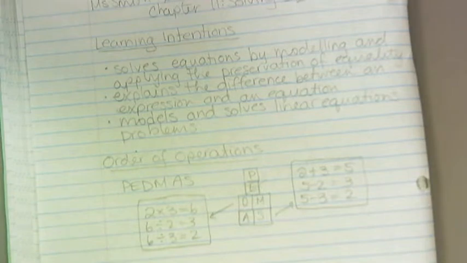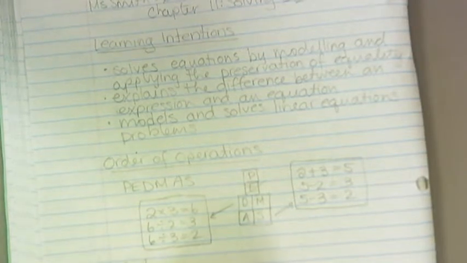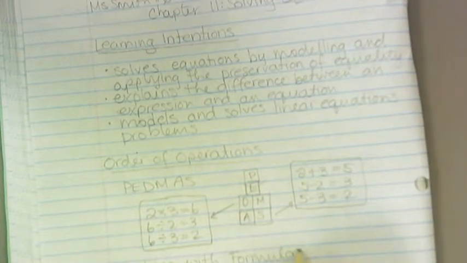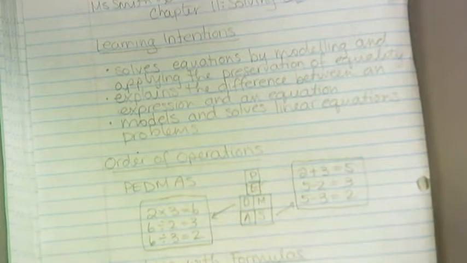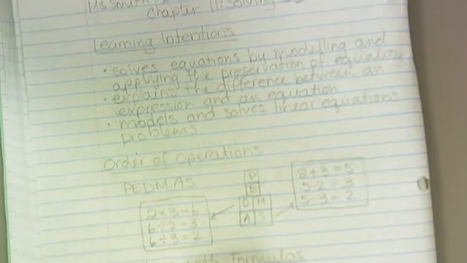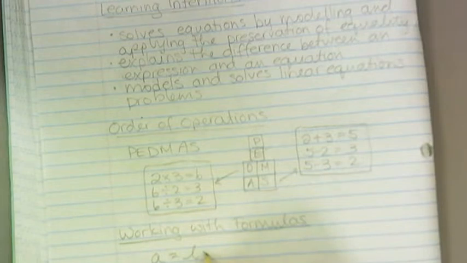And one of the other things that you're going to have to remember with this is working with formulas. When we talk about formulas, we're talking about things like, how do you calculate area? How would you calculate the area of something? Length times width. Right, so for area, we've got variables to represent this. A equals length times width.